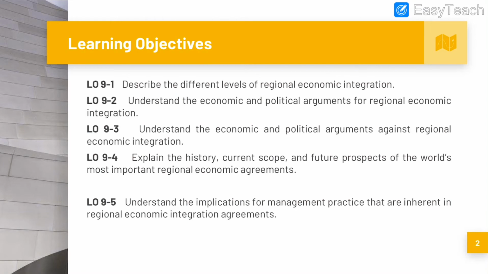Okay, these are the learning objectives that we're going to learn today. First, we're going to describe the different levels of regional economic integration. We need to understand the economic and political arguments for regional economic integration, and the economic and political arguments against it. We will explain the history, current scope, and future prospects of the world's most important regional economic agreements, and also understand the implications for management practice that are inherent in regional economic integration agreements.